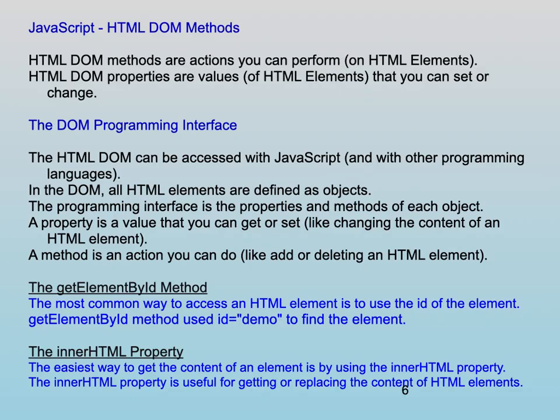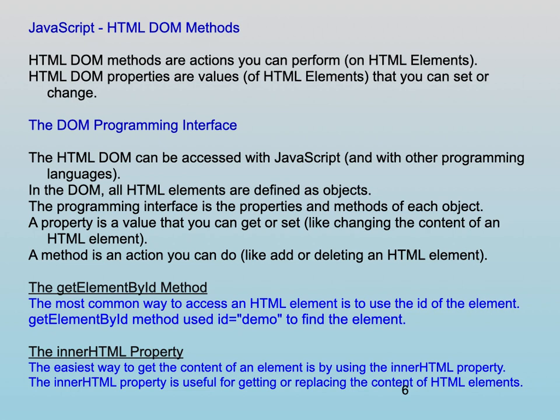There are DOM methods. First we are discussing JavaScript HTML DOM methods. HTML DOM methods are actions you can perform on HTML elements. HTML DOM properties are values of HTML elements that you can set or change. So here two things are there: methods and properties. Methods are actions you can perform, and properties are values that you can set on a particular HTML element.